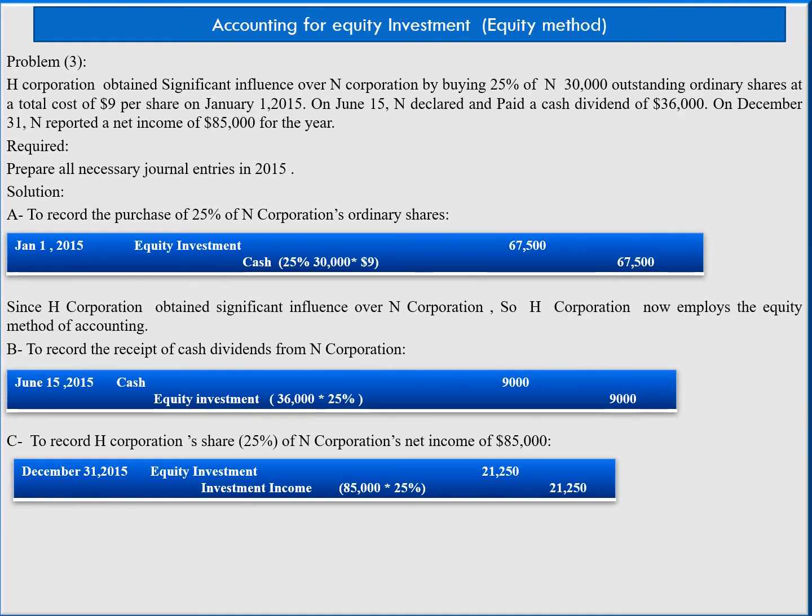بعد كده يا شباب بيقول لي on June 15 N declared and paid a cash dividend of $36,000. On December 31 N reported a net income of $85,000 for the year. Required prepare all necessary journal entries in 2015.